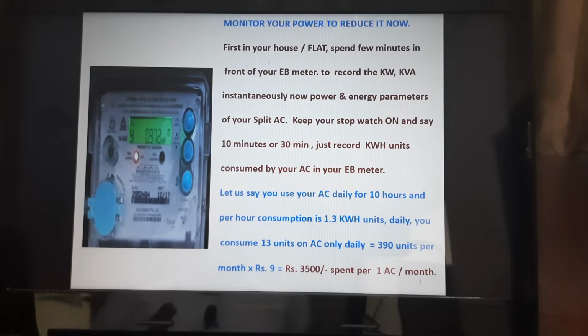To know what we are consuming, the Bureau of Energy Efficiency always says, let us monitor our electricity power or energy, then only we can target it to reduce the same. So first, either in your flat or in your house, just spend a few minutes in front of your EB meter. Thanks to all the EBs in all the states, in many of our residences we have this tri-vector EB meter, and we can see the digital display of all the consumption that is happening in our house.